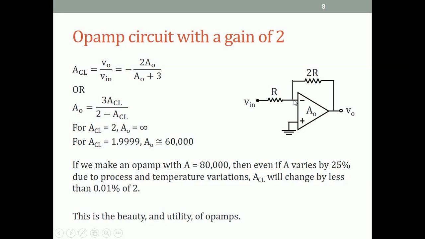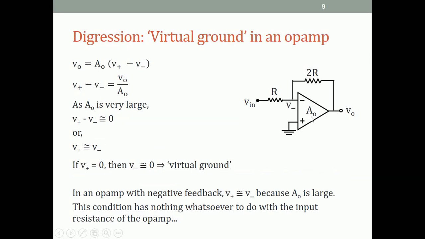The question I want to ask is, can you prove why or how this is at zero potential? The answer I most often get from students is that this is 0 because the input resistance of the op-amp is high. Now that is an absolutely incorrect answer. So I want to tell you the correct answer. We say for this op-amp, VO is equal to A0 into (V plus minus V minus). This is a fundamental property of the op-amp, because that's what the op-amp does.